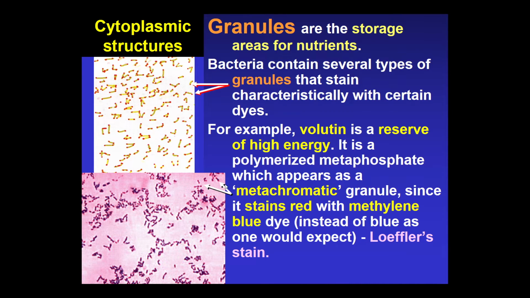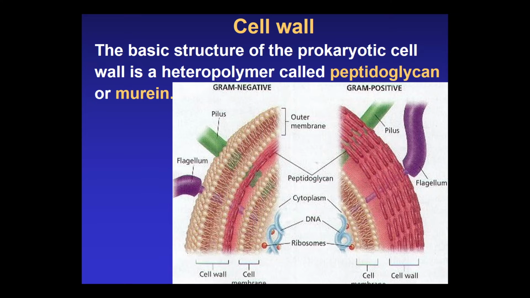For example, the volutin granules of Corynebacterium diphtheriae are a reservoir of high energy. It is polymerized metaphosphates, which appear as metachromatic inclusion bodies, so metachromatic granules, and they will be stained red with methylene blue dye, and the rest of the bacterium will be seen dark violet or blue. That is called Loeffler staining to reveal these granules.